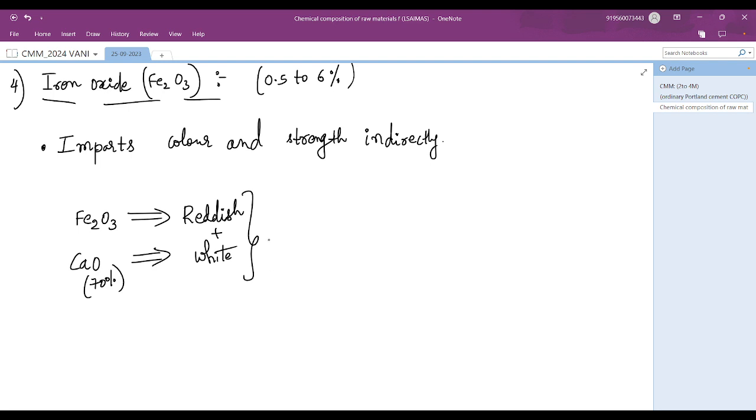So it is greenish gray. The greenish gray color of the cement is due to the combination of the reddish color from the iron oxide and the white color from the lime. And how does this iron oxide introduce strength indirectly?